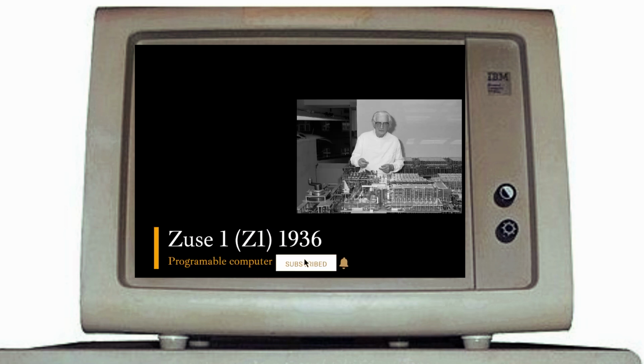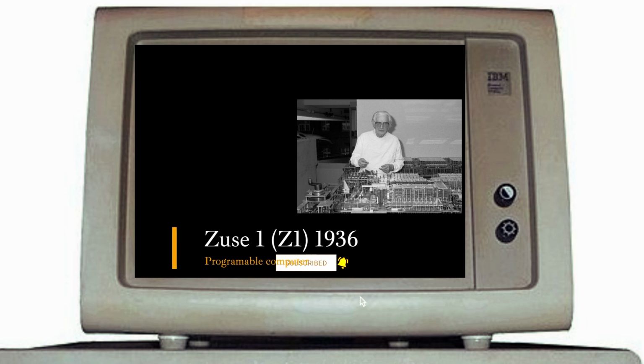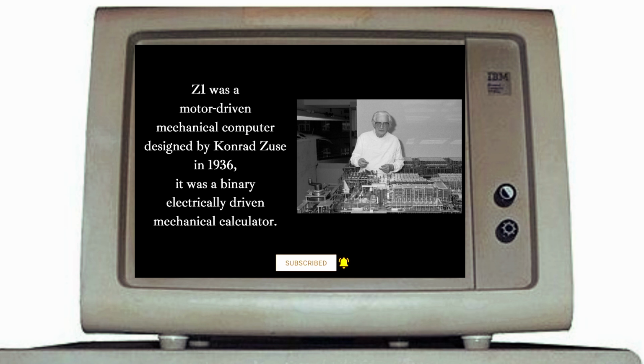Zuse 1, or Z1, 1936. Programmable computer. The Z1 was a motor-driven mechanical computer designed by Konrad Zuse in 1936. It was a binary, electrically driven mechanical calculator.